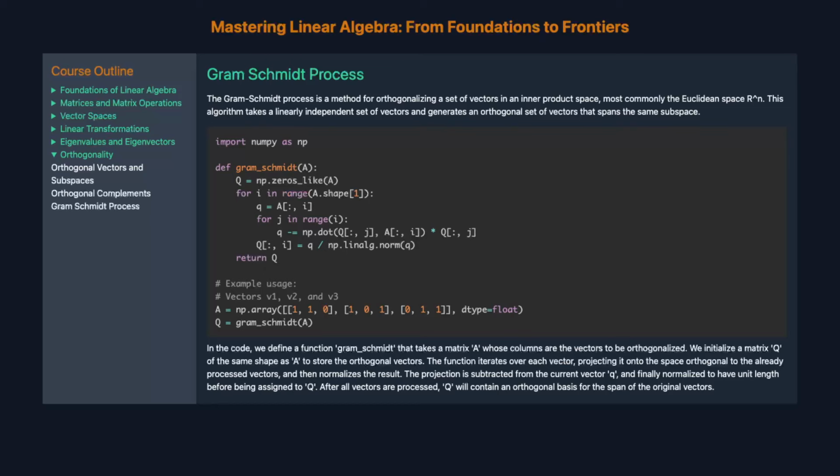projecting it onto the space orthogonal to the already processed vectors, and then normalizes the result. The projection is subtracted from the current vector q, and finally normalized to have unit length before being assigned to Q. After all vectors are processed, Q will contain an orthogonal basis for the span of the original vectors.